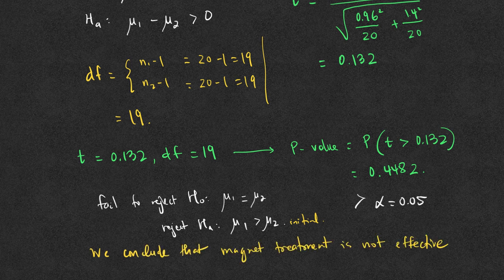It is not effective. We failed to reject the null hypothesis because the p-value is high, and the reason why the p-value is high is because the test statistic is close to 0. And so if the test statistic is larger, then it is possible that the p-value is smaller, meaning we can make this p-value smaller by having a larger test statistic t.